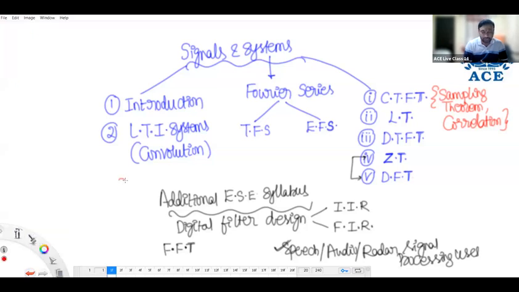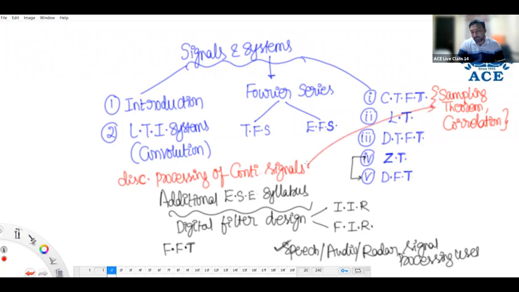Actually, this year, that is last year, to be free and frank, discrete processing of continuous signals is added as a new topic in the EC syllabus. It is nothing but the sampling theorem only. Don't get unnecessary emotion for that line. Discrete processing of continuous signals is nothing but the sampling theorem only. So don't be too much emotional towards the topic. As time progresses, you will know.